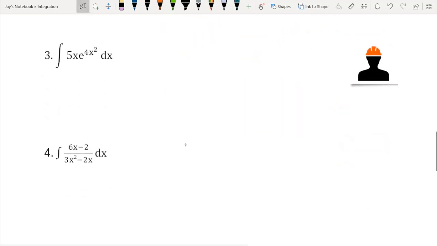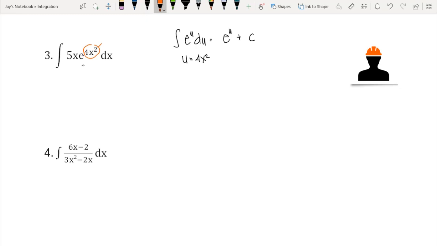We have example number 3. We have the integration of 5x e raised to 4x squared dx. So we can use the integration rule, that is the integration of e raised to u du, that is e to the u plus c. Now in this problem, we have u equal to 4x squared. That is the exponent of our exponential.